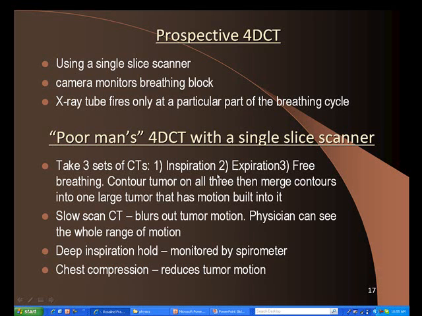Then, the other option is a slow scan CT. And we've done this a couple of times too. This blurs out the tumor motion. The physician can see the whole range of motion. It's kind of like the MIP. So with a slow scan CT, regularly you CT scan a patient and you do a 1 second scan. In other words, the tube goes around in 1 second. A slow scan, the tube goes around in 4 or 5 seconds. So the tube is slowly moving around the patient, and while it's moving around, the tumor's moving. So you're capturing a blurred out version of the tumor motion.